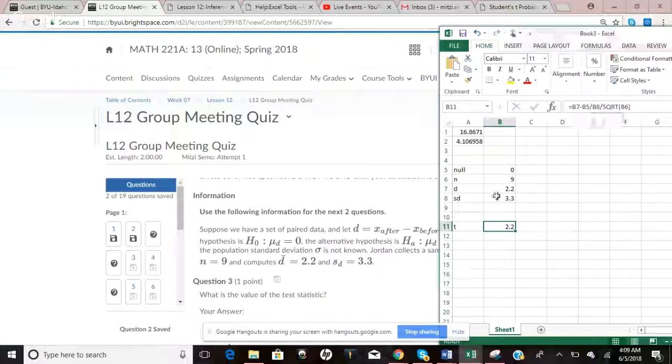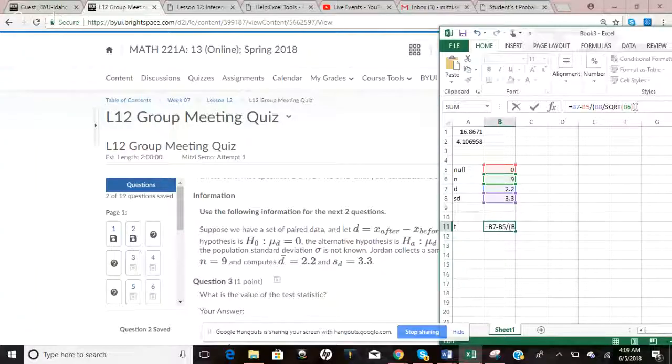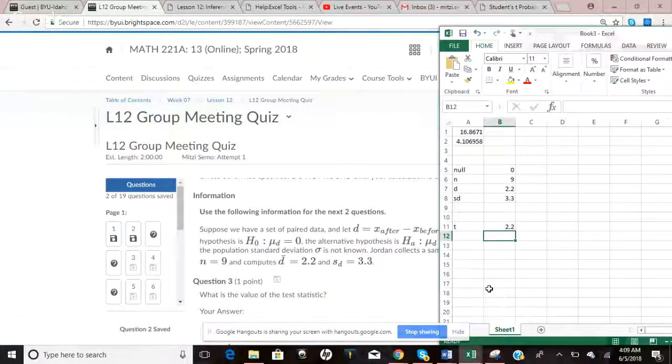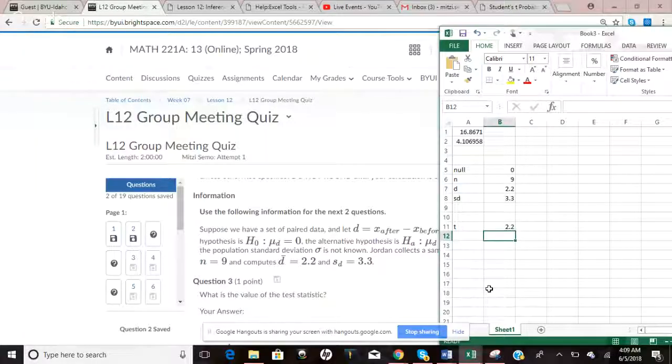What t-value did you get? I got 2. Yeah, I got a 2.2. Is that... I think that's what I, let me see. Remember to round to 3 decimal places, because sometimes you know how Excel gets kind of goofy. Let's see here. I'm gonna hand do it too. So 2.2 minus 0 divided by 3.3 square root of 9, which is 3.